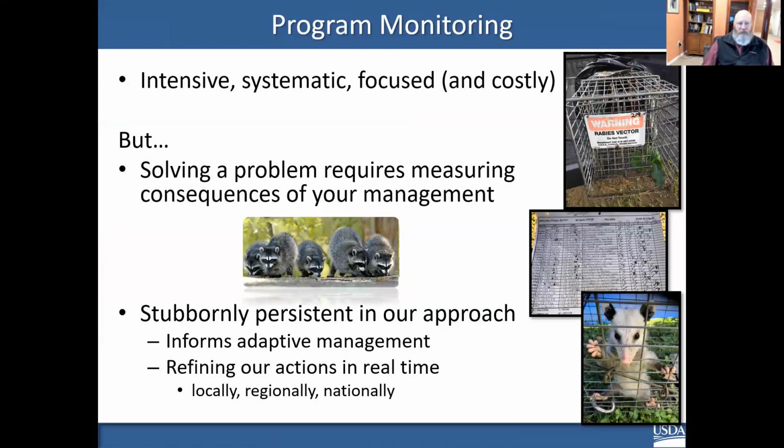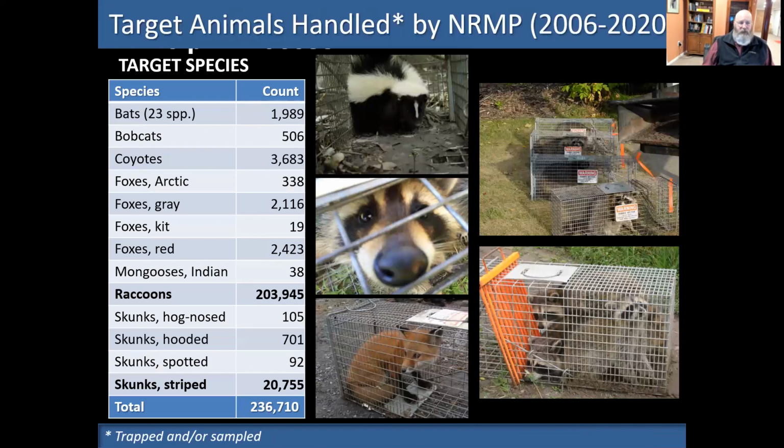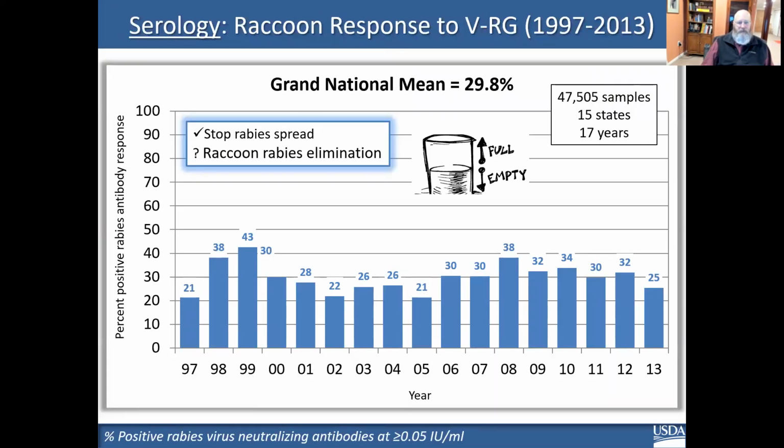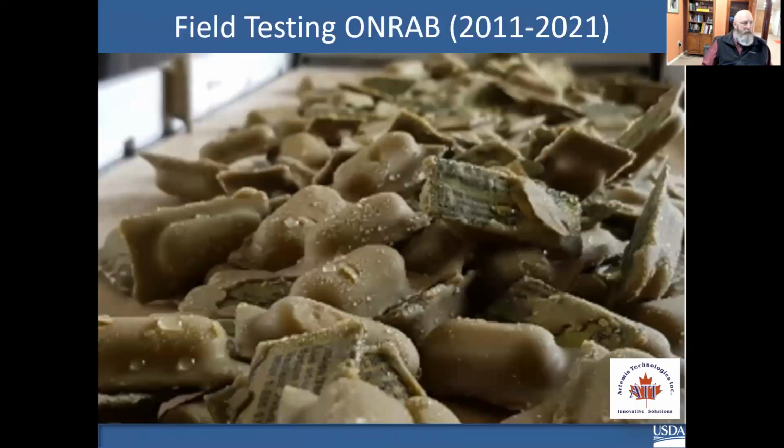We also do a lot of intensive program monitoring, and we're stubbornly persistent in our approach there. And so that's meant over time that we've captured and sampled a lot of animals, to the tune of over 200,000 raccoons over the years, as well as 20,000 skunks and thousands of other species to monitor our program. And that's led to a very robust serum library that we use to really look at what the vaccine's doing in populations over time. And you can see that the VRG vaccine has been effective in stopping the spread, but we weren't so sure at 30% seroprevalence whether that would get us to the ability to eliminate raccoon rabies.